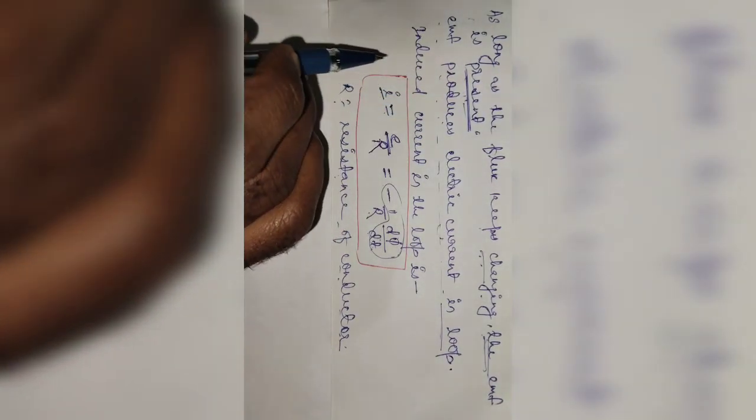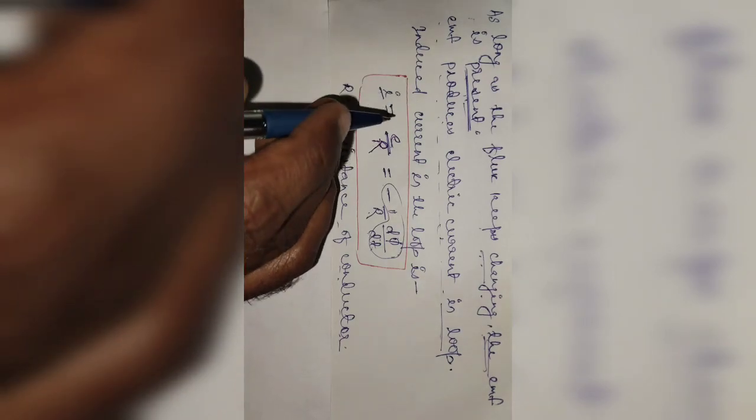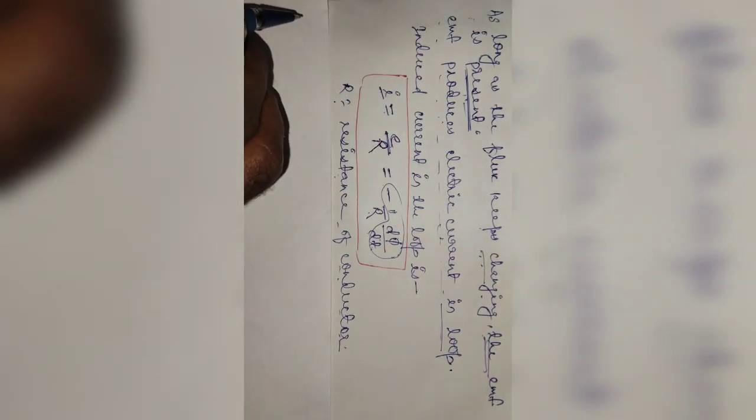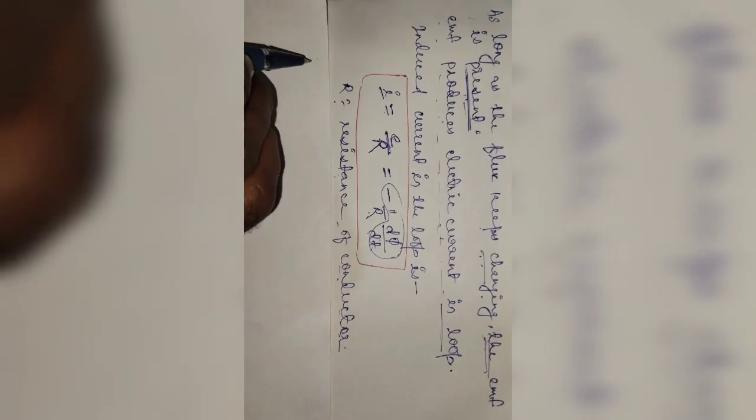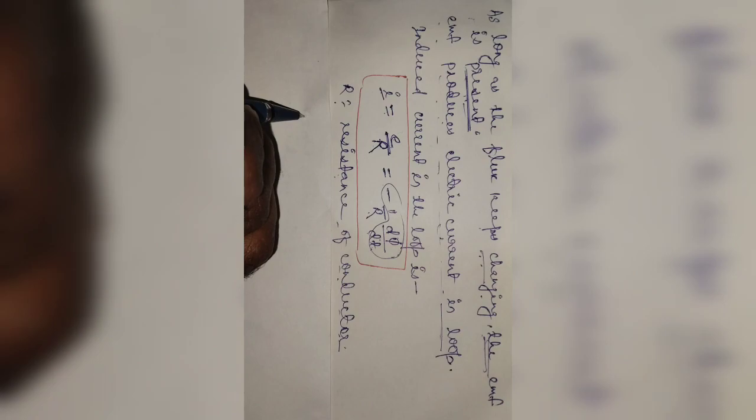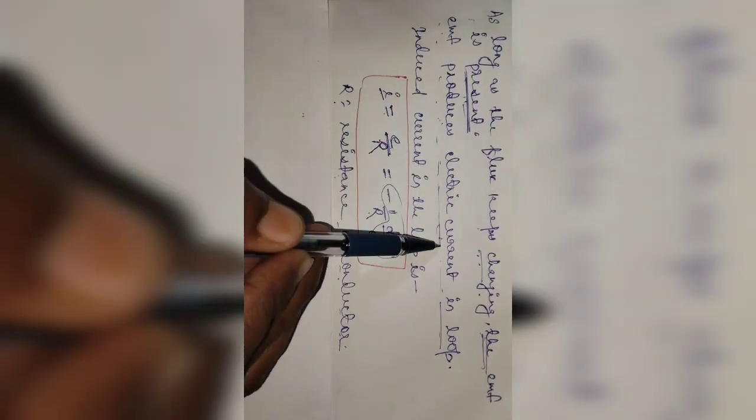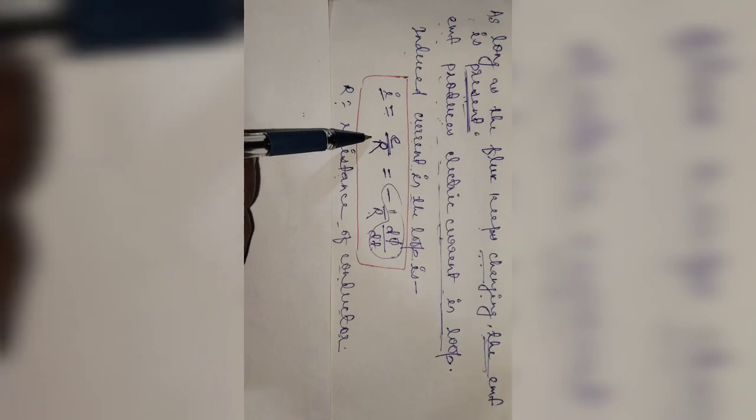So however many times we move the bar magnet towards or away from the conducting loop, the EMF is present in it and flux is induced. The EMF produces electric current in the loop, and the induced current in the loop is I, and I equals E by R, where E is the EMF and R is the resistance of the conductor.